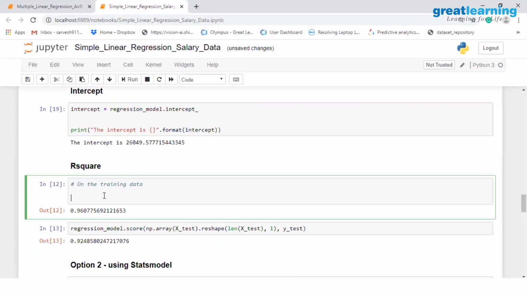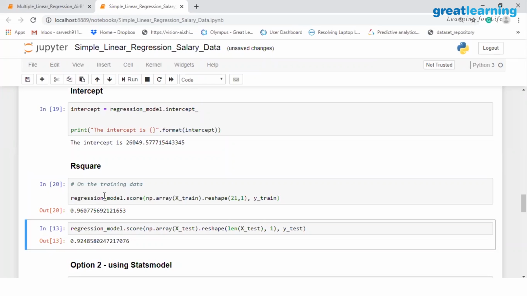What is the R squared? How do you find the R squared? Again, to find the R squared, I use regression model dot score. Again I'm using that np.array, all those things: np.array of x_train, reshaped to 21,1, and y_train. So 96% of the variation in y is explained by this independent variable x, the years of experience.